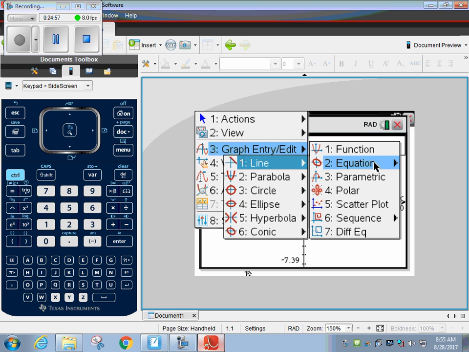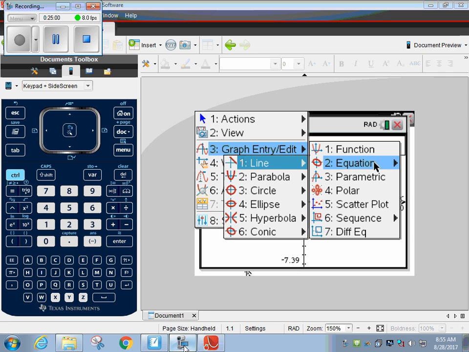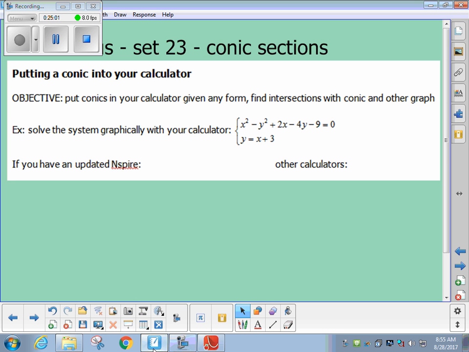Now, you don't actually have to be able to look at this and tell which conic it is, although I would like that you can tell me it is a... hyperbola. How do you know it's a hyperbola?